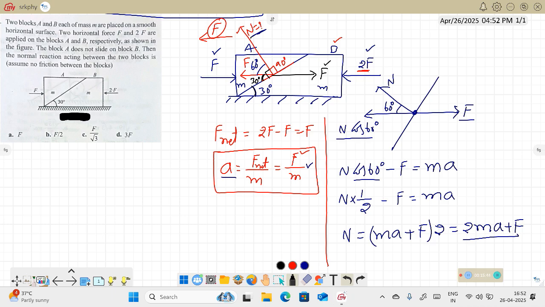Now if you see the answers, what were the answers given? The normal reaction is given in terms of F only: F by 2, F by root 3, root 3 F and 3F. So I can write the answer in terms of only F. That means ma is equal to the force, because force equals ma, you know the basic formula. So I come to that one. What I can write here is 2 times F plus F, that is equal to 3F, the answer for this question. So the normal reaction is going to act with 3F.